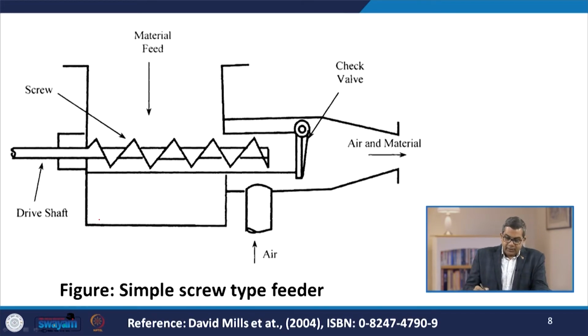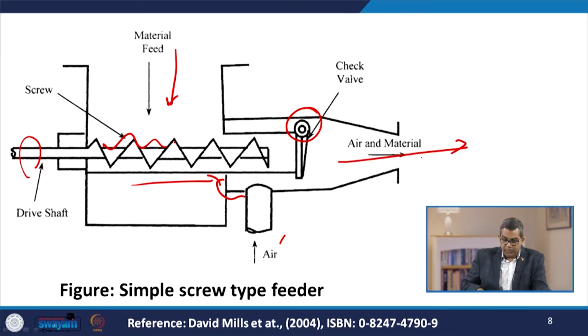Now, here you can see the pictorial diagram of a simple screw type feeder. Here this is the screw, which is moving with the help of this drive shaft, and the material is fed here, and you see that it is moving in this direction. Air is supplied in this direction. The check valve usually controls the flow movement, and here you see that air and the material in question is coming out.